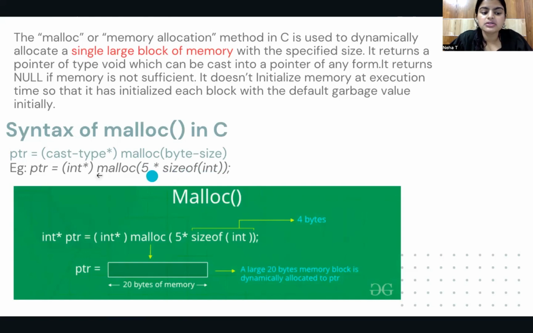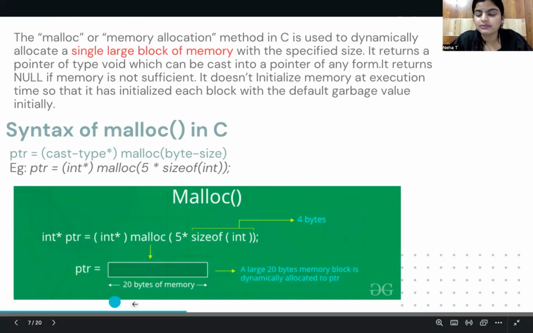Here we're taking int, so we're taking the size of int. So int star pointer equals int star malloc, with 5 as n, the number of elements, times size of int. Size of int is basically taken as 4. So 5 into 4, 20 bytes of memory, one single block of memory will be allocated using the malloc function.